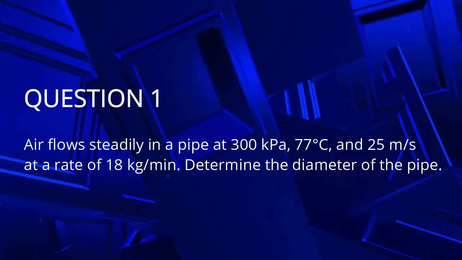Question number 1. Air flows steadily in a pipe at 300 kilopascal, 77 degrees C and 25 meter per second at a rate of 18 kilogram per minute. Determine the diameter of the pipe.